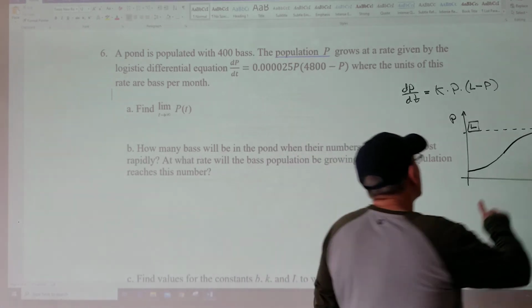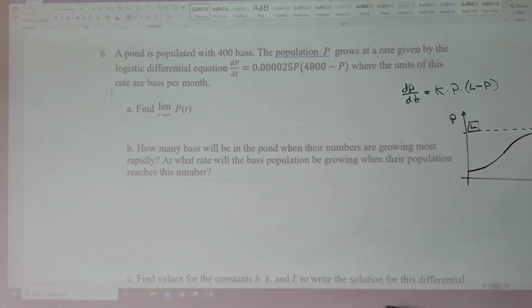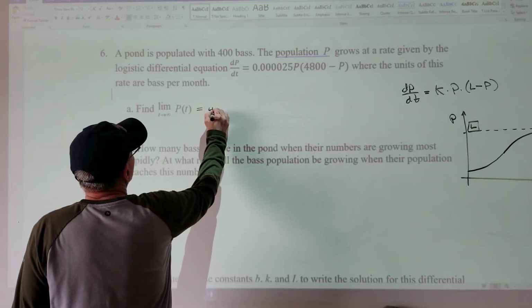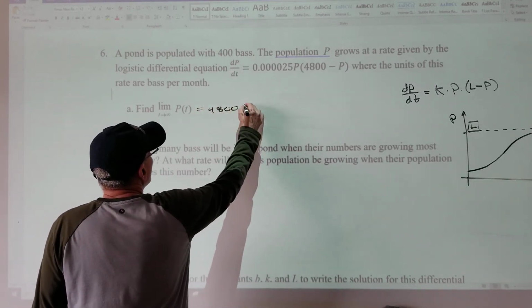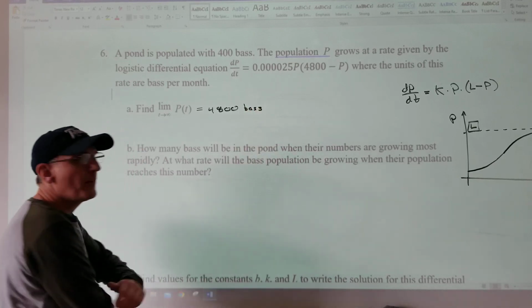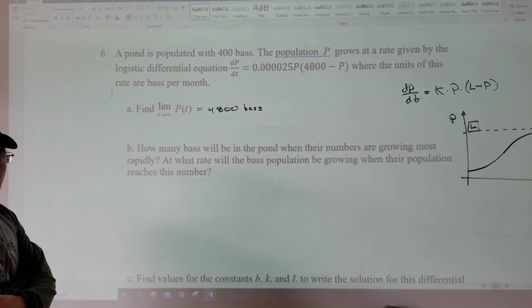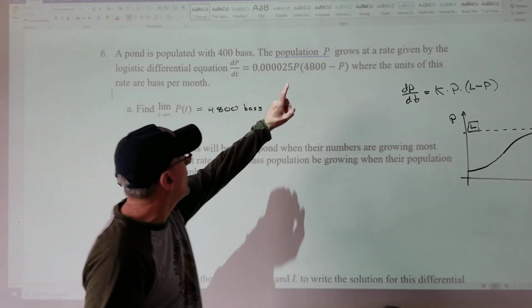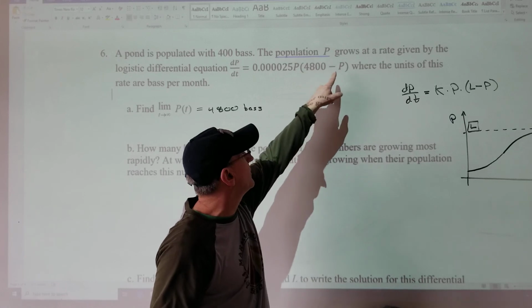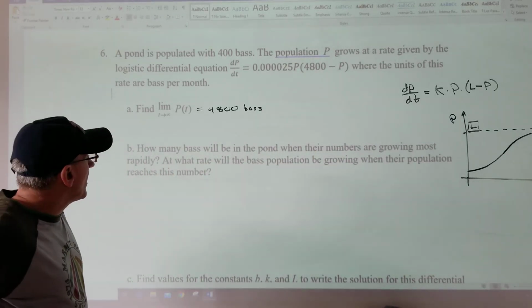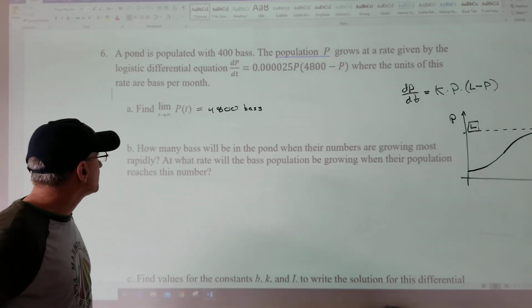So by the time you reach the carrying capacity, your population's growing at a rate of 0, which means it's not growing. So that was a long-winded answer, but the answer to this is 4,800, and that's 4,800 bass, and that's the carrying capacity of this lake. So again, just look for a way to make this derivative equal to 0. There it is right there, 4,800. And that will give you the upper bound or the carrying capacity of the lake.